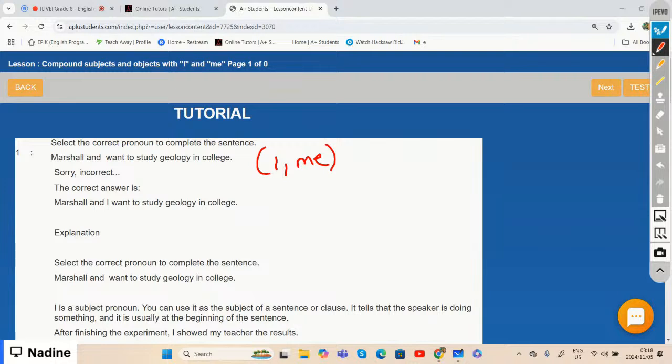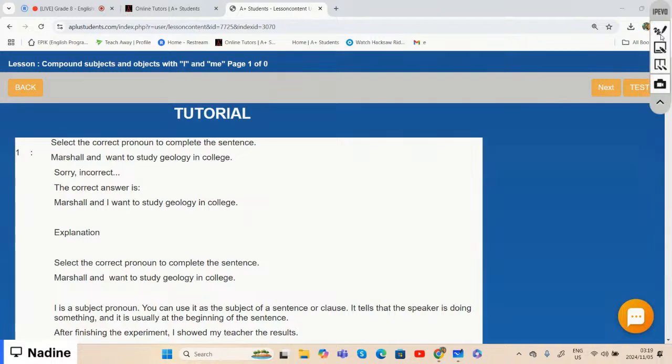And if we were to choose the correct option, whether we are making mention of a subject pronoun or an object pronoun, then we'll say Marshall and I want to study geology in college. So I, not me. Because remember, we said if you remove the noun, then whatever is left will tell you if it's a subject pronoun or an object pronoun.